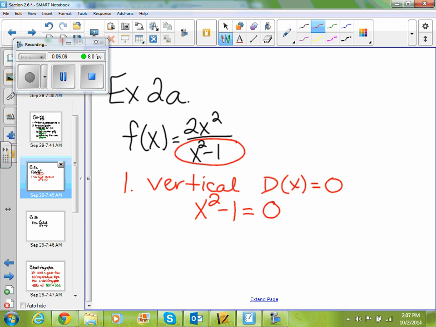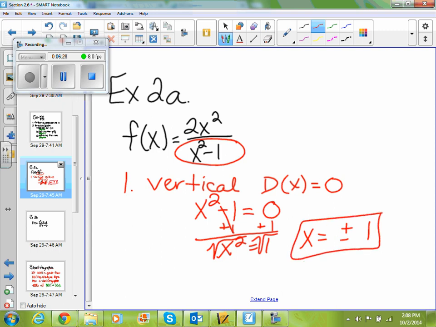Okay, so if we solve that for x, then we add 1. So x squared equals 1. And then if we take the square root of that, then we know that x equals positive and negative 1. So I know that I have a vertical asymptote at positive 1 and a vertical asymptote at negative 1.